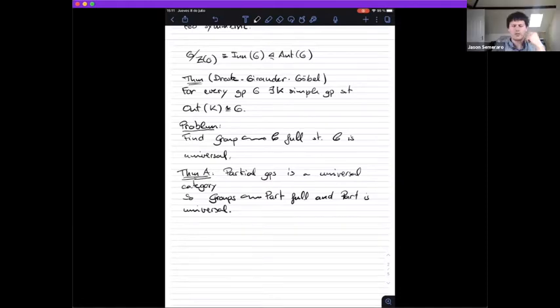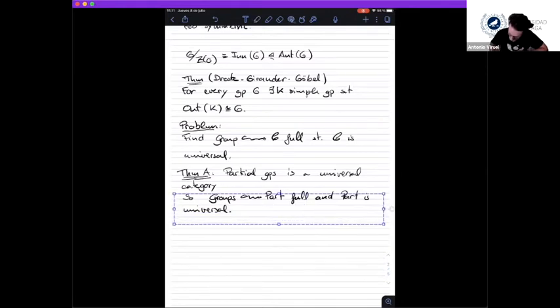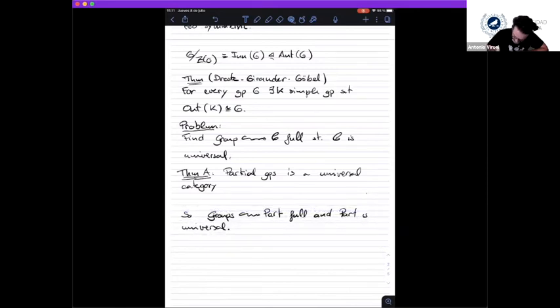Sorry, can you just explain what universal means in that context of partial groups? Yeah. That is, for every group G, there exists P, a partial group, such that Out of P is isomorphic to G.